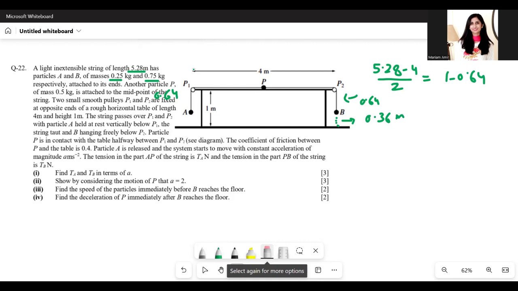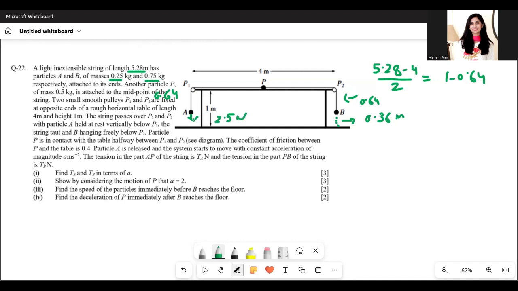Next, we have the masses as well. Let's use that to find weight. On A, downwards, we will have a weight of 2.5 newtons. And similarly at B, we will have a downward force of 7.5 newtons from mg, where g is 10 in mechanics. Another particle P with mass 0.5 kg, so that makes this 5 newtons, is attached to the midpoint of the string.